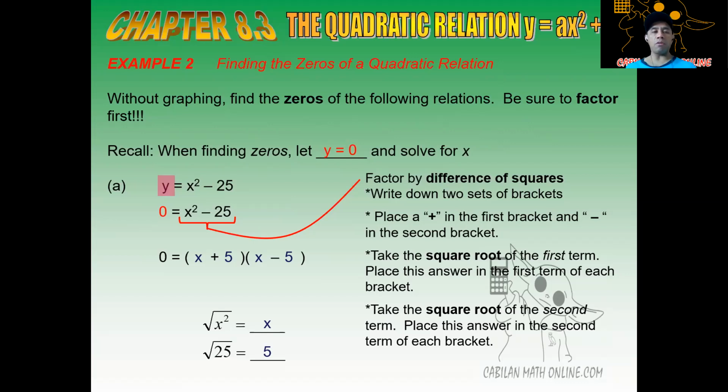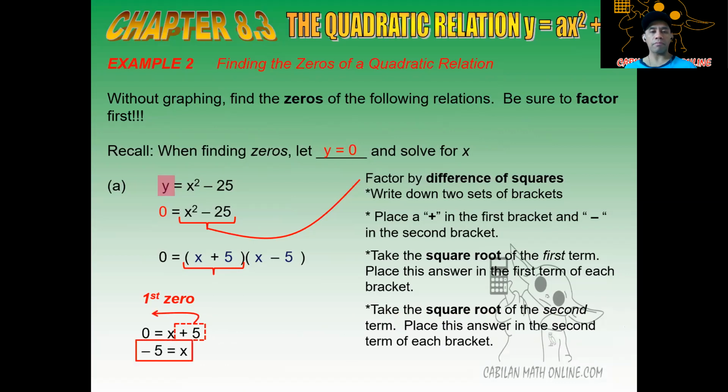Now, to solve for the zeros, all we're going to do, and we saw this in the last lesson, is break apart each bracket and then solve for each bracket by letting it equal 0. So this here would be the first 0. So I'm going to put 0 equals x plus 5. All we need to do is leave the x where it is, take the positive 5, move it to the other side, and then it becomes a negative 5.